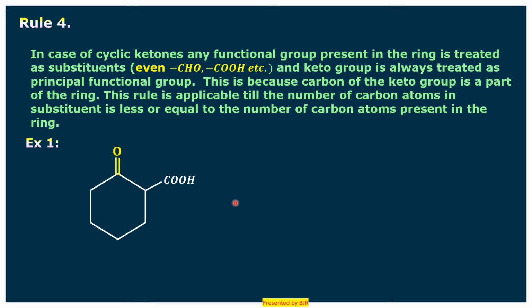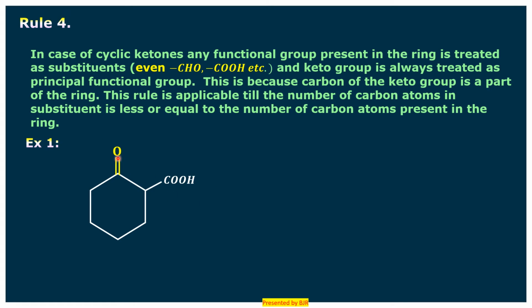This is an alicyclic compound and the ring is directly attached to two functional groups, a ketone functional group and a COOH, carboxylic functional group. In this case, when the ketone group is attached directly to the ring, that ketone group should be treated as the principal functional group.